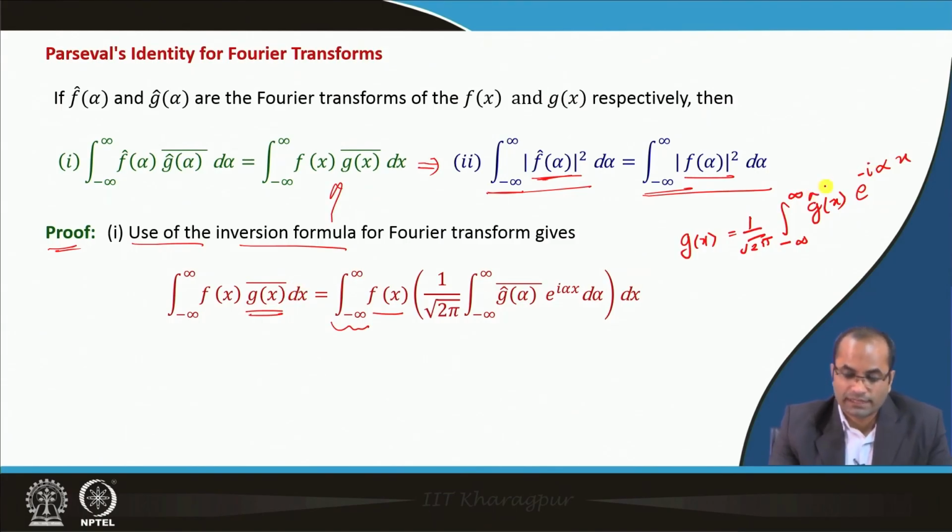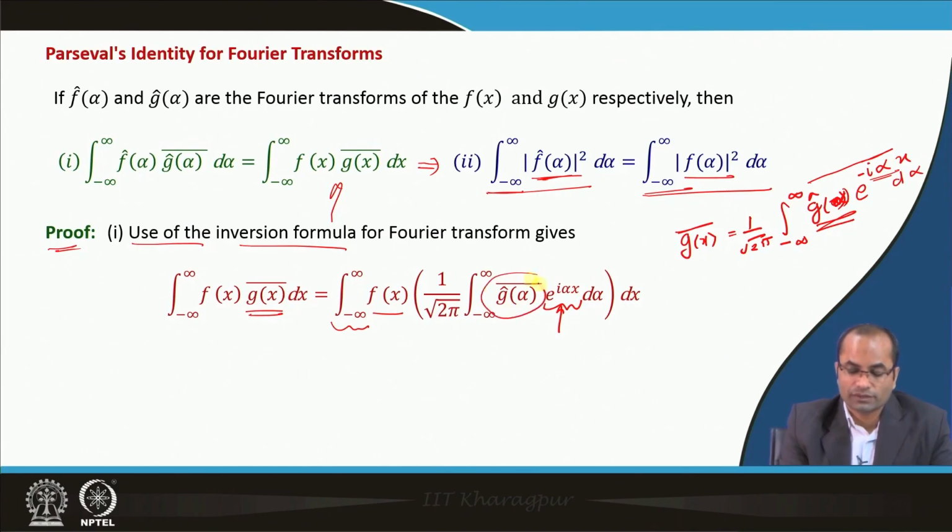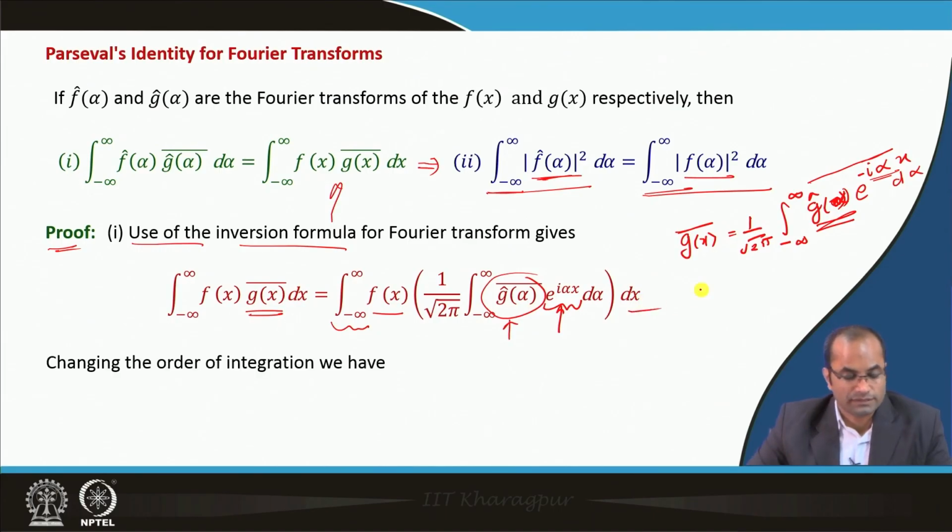So, g(x) is the inverse Fourier transform: g hat(alpha) e^(-i alpha x) d alpha. Then when we take its conjugate, the conjugate goes to the integrand. So e^(-i alpha x) becomes e^(i alpha x), and g hat(alpha) becomes its conjugate, and then we have this dx there.